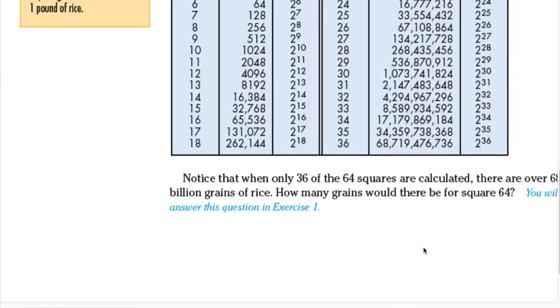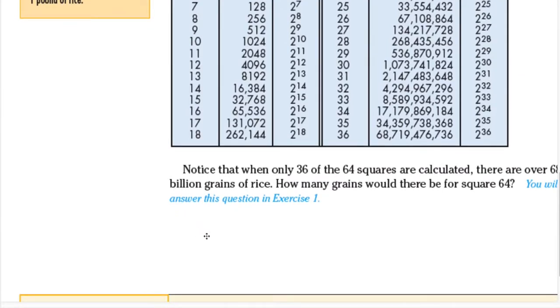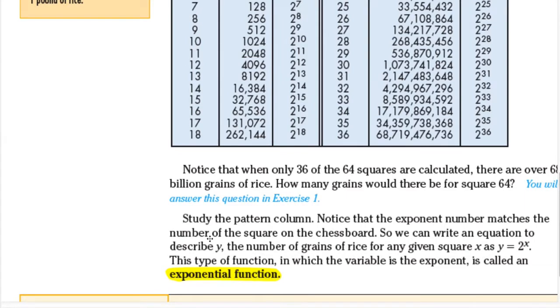Before we solve this in exercise 1, let's study our pattern. Notice that the exponent number matches the number of the square on the chessboard, so we can write the equation to describe y, the number of grains of rice for a given square x: y equals 2 to the x power. This type of function in which the variable is the exponent is called an exponential function. When the variable is the exponent, it is called an exponential function.